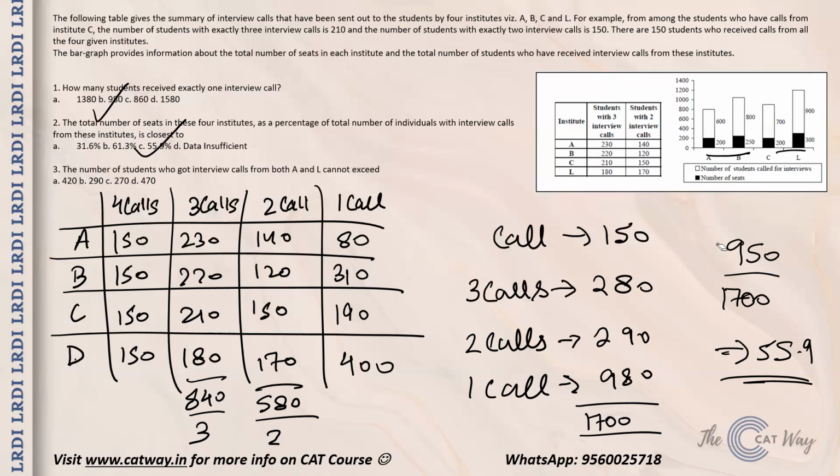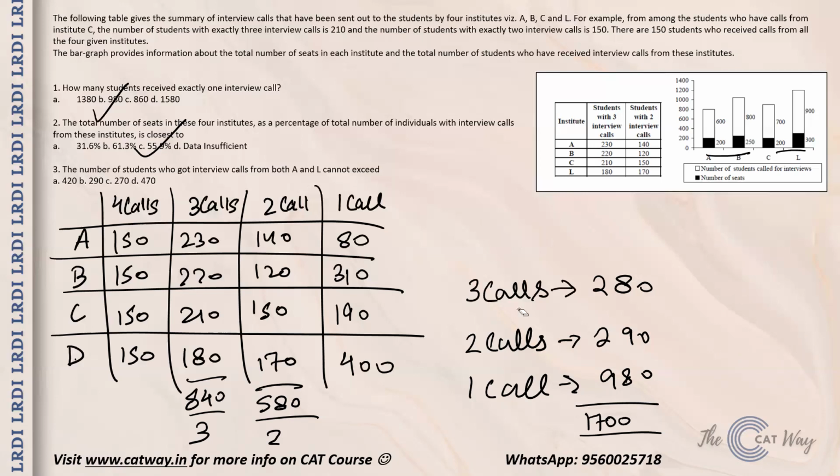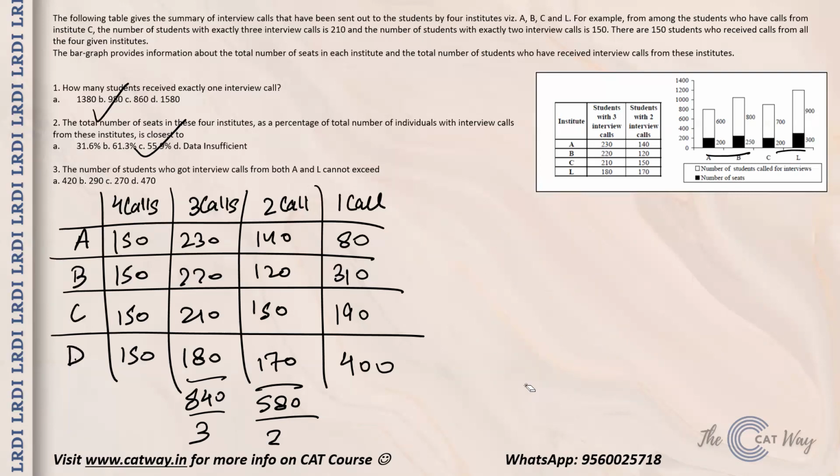Now coming to the third one. What does the third question tell you? It says that the number of students who got interview calls from both A and D cannot exceed. Now you see people who have got calls from both A and D.